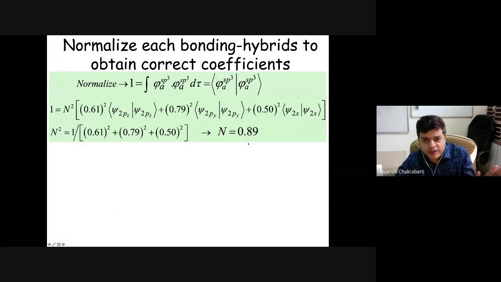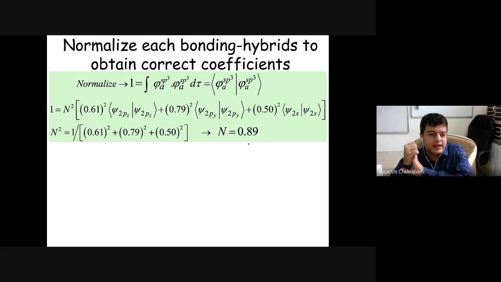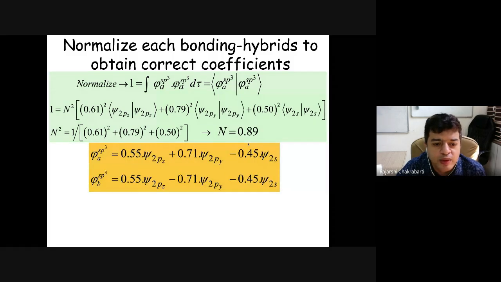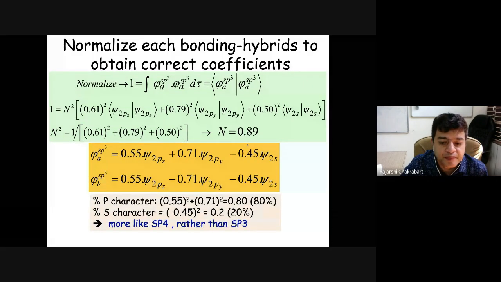You can do it yourself. It is nothing. I am going to send you the slide. There is nothing to worry about. You should be able to do this. Now, after normalization, these are the hybrid orbitals. If you calculate the p character and s character, you'll see that p is 80% and s is 20%.